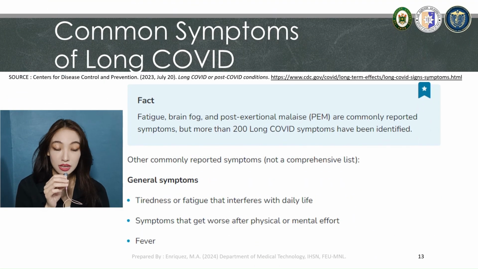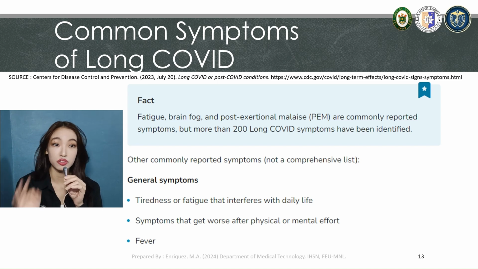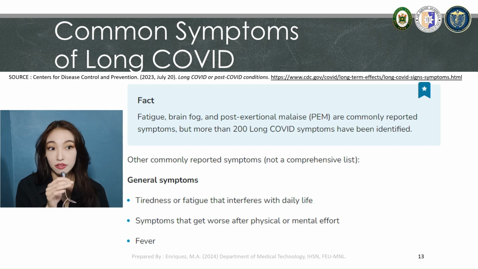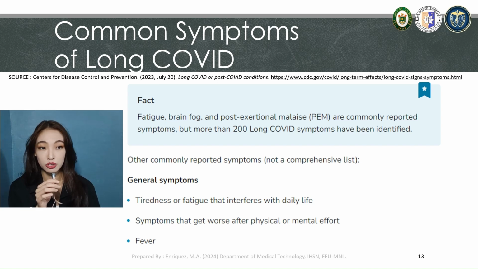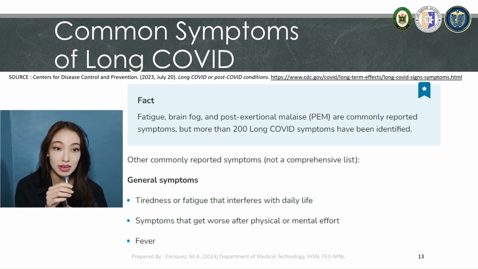This info is still from the same article by the CDC, and I've inserted a citation right here. The most commonly reported symptoms of long COVID include fatigue, brain fog, and post exertional malaise. Now, when we say brain fog, this is characterized by confusion, forgetfulness, and lack of focus and mental clarity. Meanwhile, post exertional malaise, or PEM, is a delayed worsening of symptoms that occurs after minimal physical or mental activity.